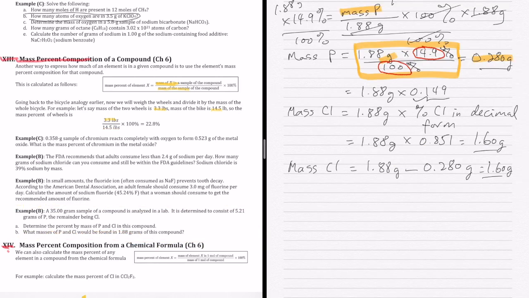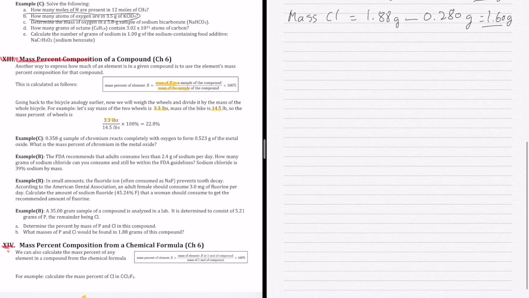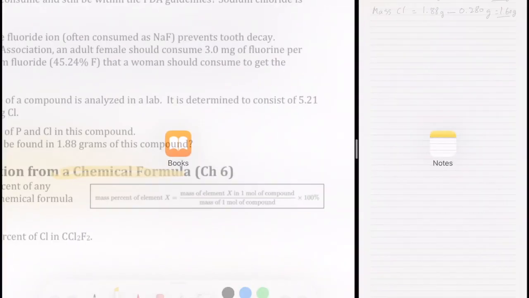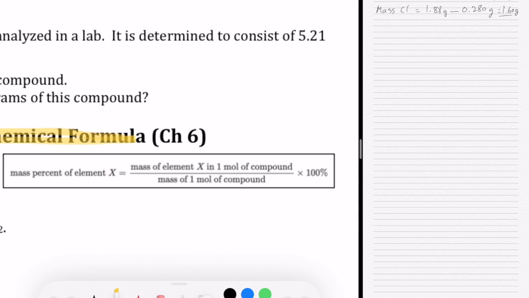So what we just talked about is how to calculate the mass percent composition if you actually do an experiment and get masses for both your element and for your compound. But it turns out that it's also possible to calculate mass percent composition from a chemical formula. So you don't actually need to do an experiment. And the way we do this is given in this equation right here.